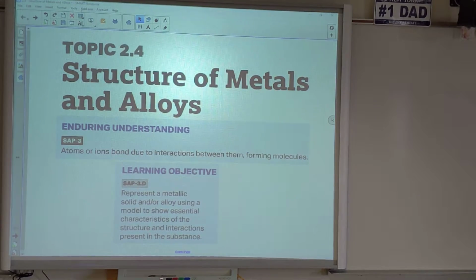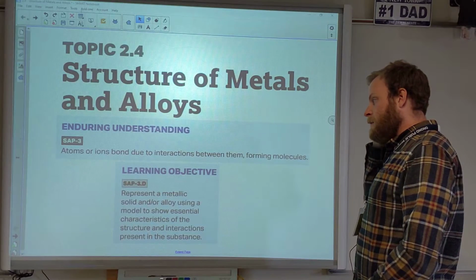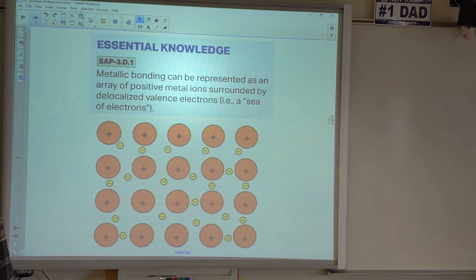Okay, here we are at 2.4, the structure of metals and alloys. This is different than ionic and covalent bonding. This is metallic bonding. The way it's most often represented is called the sea of electrons.